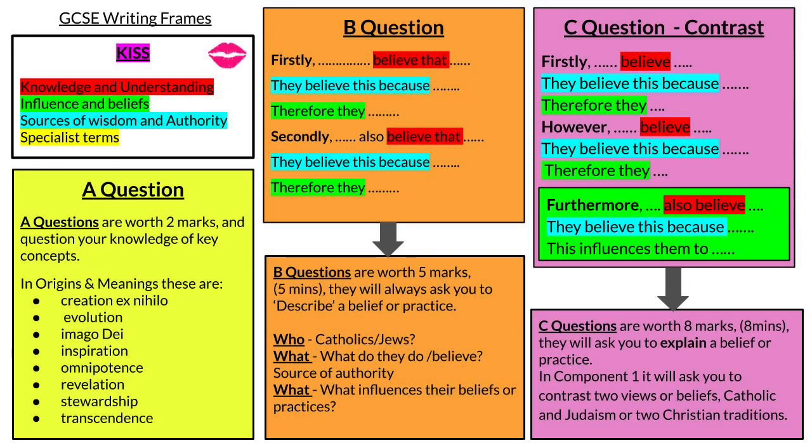In all our RE papers, the structure of questions is the same. An A question examines key concepts and is worth 2 marks. The B questions will always ask students to describe a key belief or teaching and are worth 5 marks. A C question will always begin with explain, and in paper 1 will ask students to explain either from Catholic Christianity and Judaism or from 2 Christian traditions. The C question is worth 8 marks.